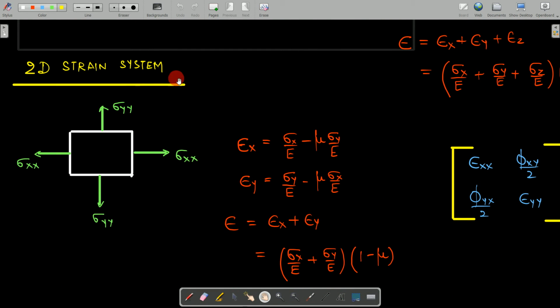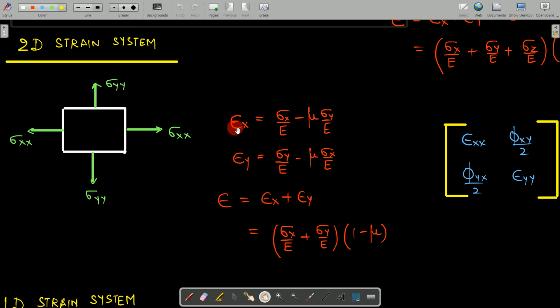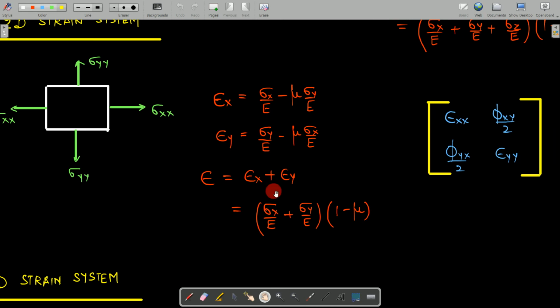If we reduce our dimension from 3-dimensional to 2-dimensional, then your z component gets omitted, and you can represent the diagram like this. We have 2 coordinates, x and y. Along x we show the normal stress sigma xx, and along y the normal stress sigma yy. So epsilon x will be sigma x by E minus mu times sigma y by E, and epsilon y will be sigma y by E minus mu times sigma x by E. Now if you add epsilon x and epsilon y, you get the total strain, which is sigma x by E plus sigma y by E multiplied with 1 minus mu.